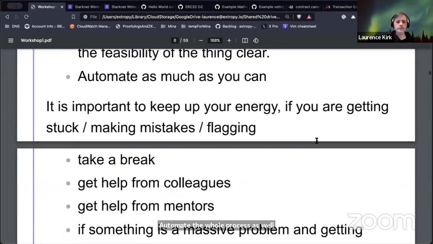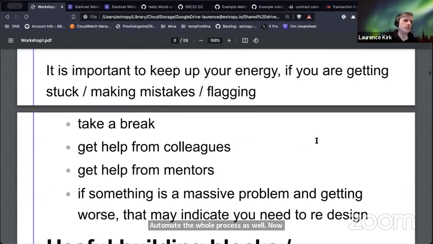Now, the next point, this is particularly important, I think, where you're very limited for time. So if you had just a weekend hackathon, but it does apply generally in development. One of the most important things is to keep up your energy, and at some point, as you're working on your code, you'll find your energy is dropping, and you're starting to get stuck, you're not being as creative in solving the problems that are coming up as you could be. You're making mistakes, you're flagging.